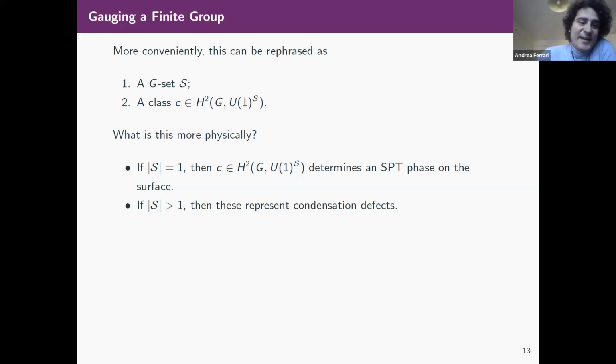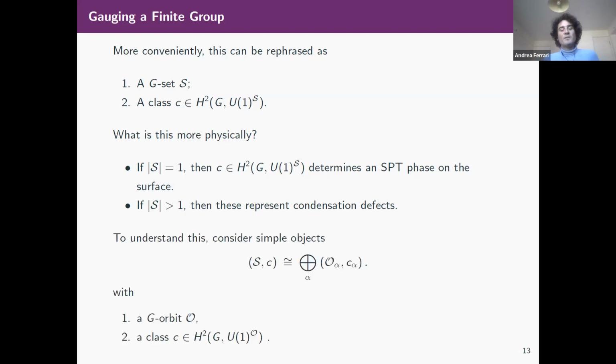Now, if the set S has cardinality 1, then C just determines an SPT phase on the surface. So we know very well physically what this is. If instead the cardinality of S is greater than 1, then our claim is that this represents condensation defects. To understand this claim, we can consider what the simple objects are.